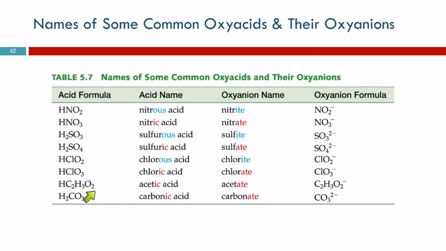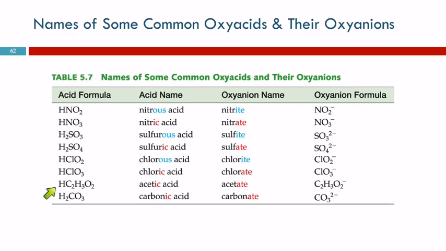HC2H3O2. There is a good reason that these three hydrogens are not grouped with that hydrogen. This is the hydrogen ion that comes off when this dissolves in water that makes it an acid. You don't need to know that, but I just don't want you to be puzzled. Why don't we write them all together?